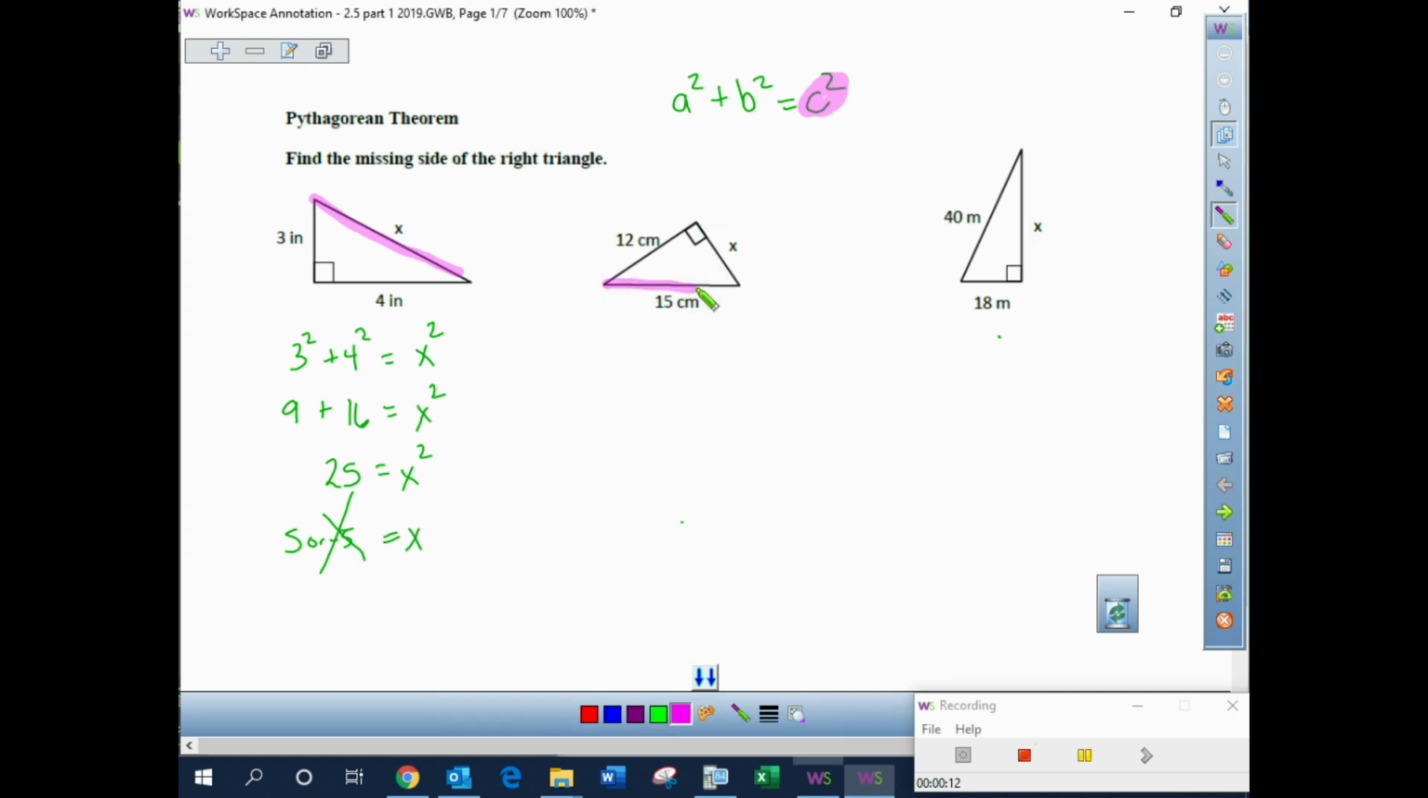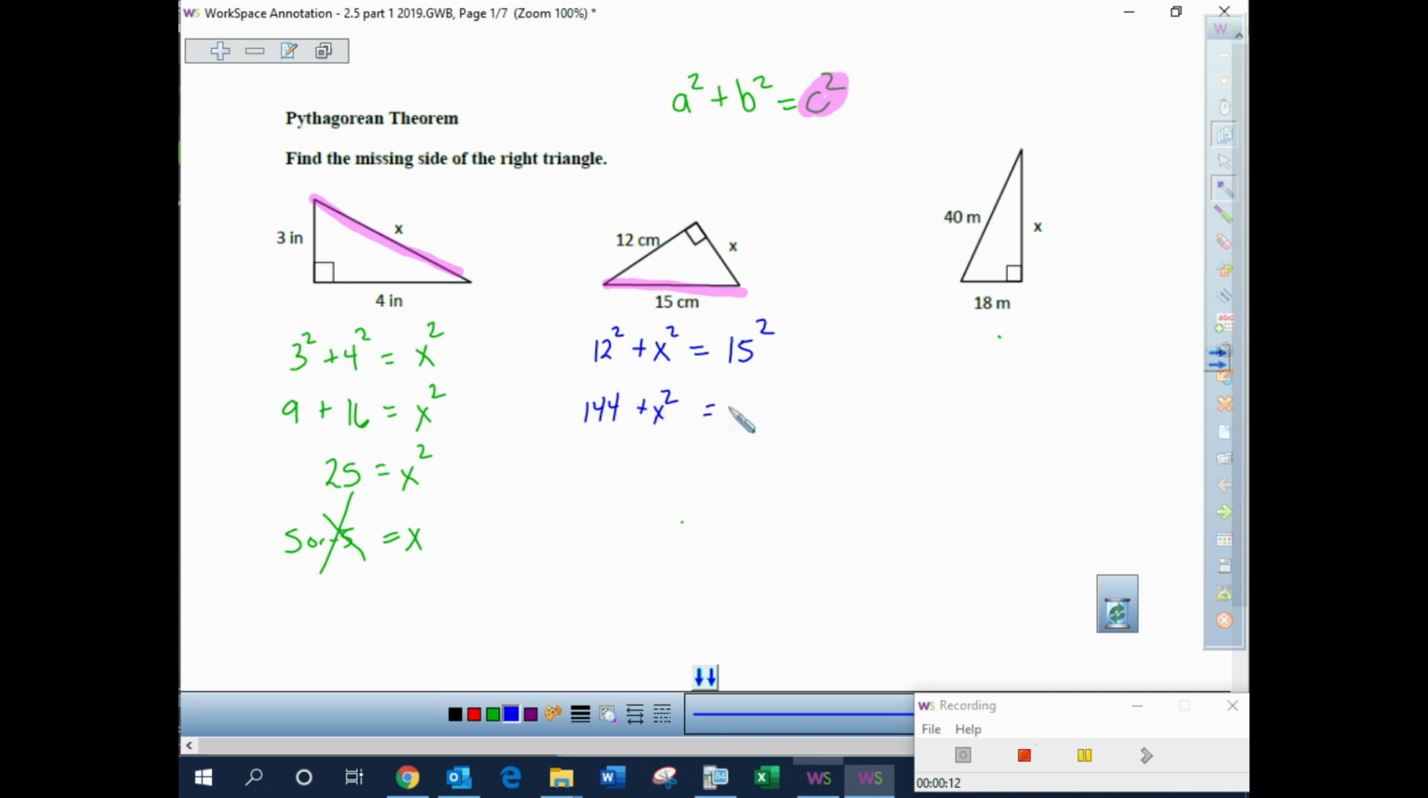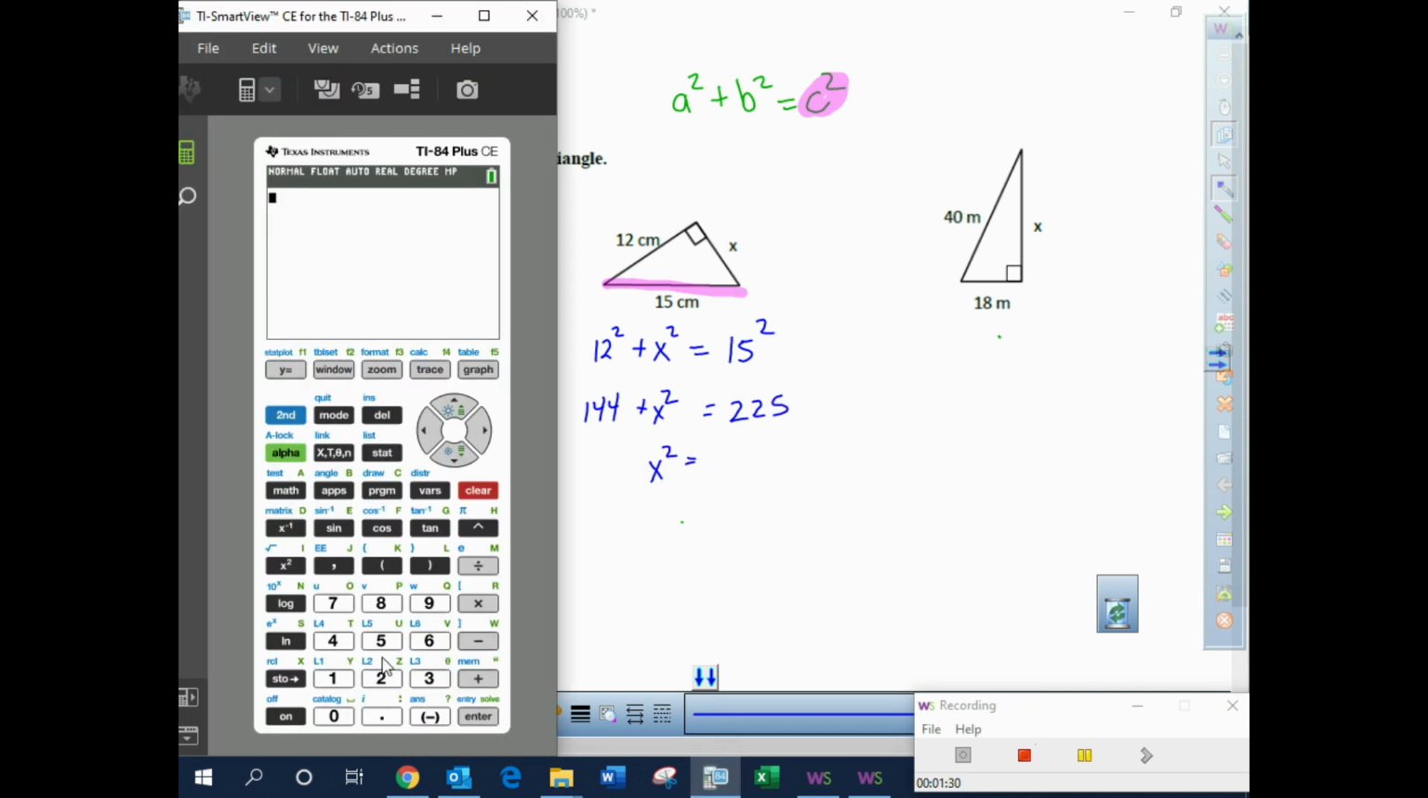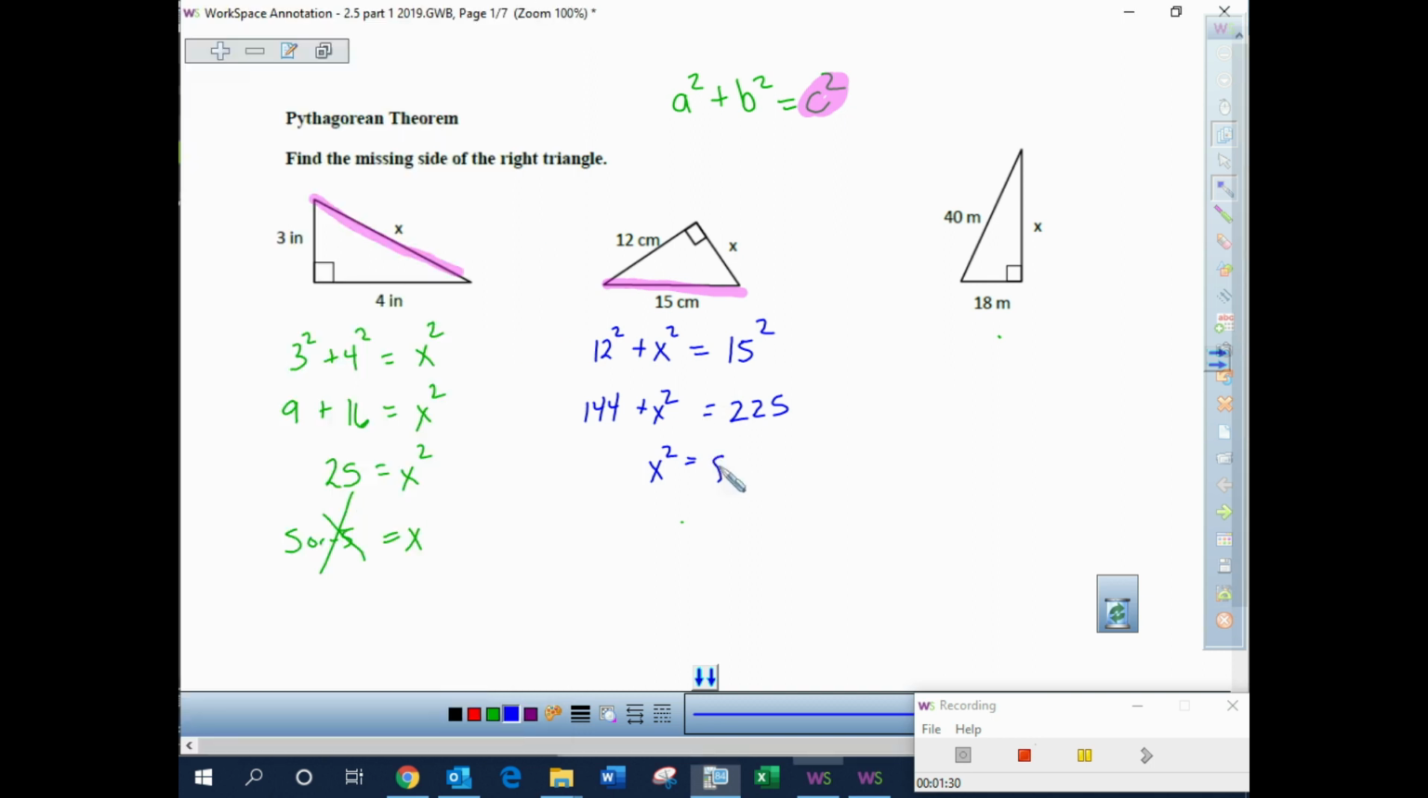Remember, it's tricky. This is the guy that's across from the 90, so he's the one that's going to go all by himself. So 12 squared plus x squared should equal 15 squared. And we've been doing our first 15 perfect squares, so we know that 12 squared is 144 and 15 squared is 225. And then we'll do a little subtracting. So 225 take away 144. If you're not sure, you could always punch that in a calculator. We get 81, so that's nice.